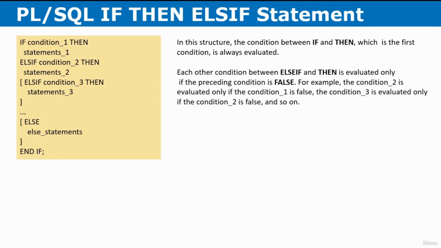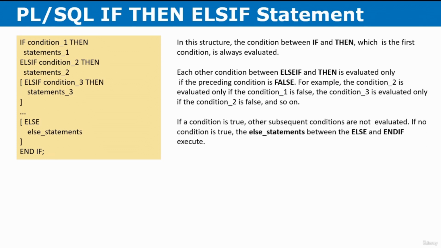For example, condition_2 is evaluated only if condition_1 is false. Condition_3 is evaluated only if condition_2 is false, and so on. If a condition is true, other subsequent conditions are not evaluated. If no condition is true, the ELSE statement between the ELSE and the END IF executes. In case you skip the ELSE clause and no condition is true, then the IF THEN ELSIF will do nothing.